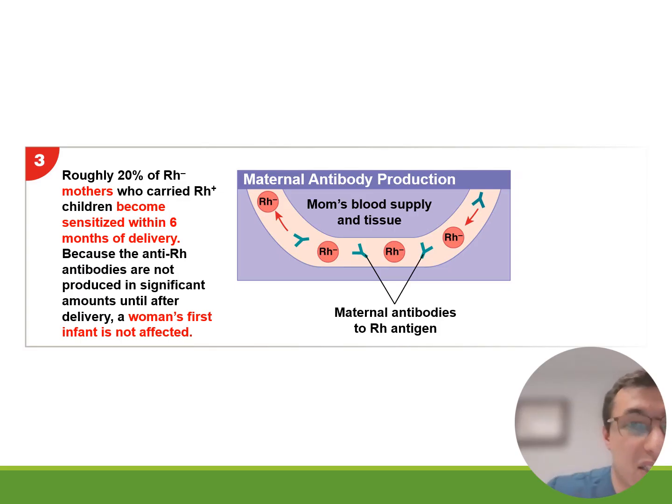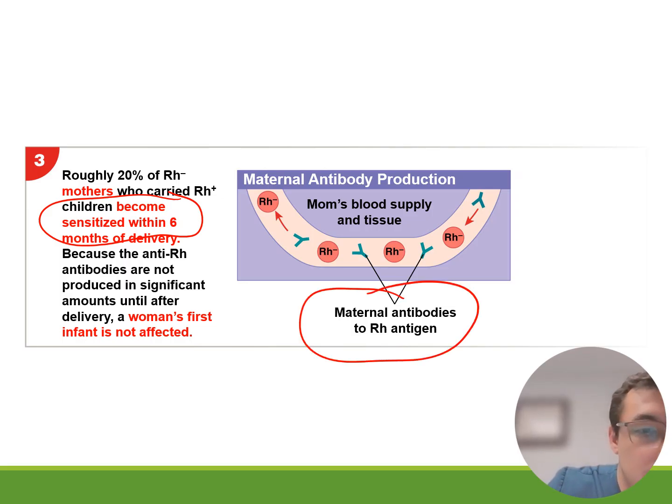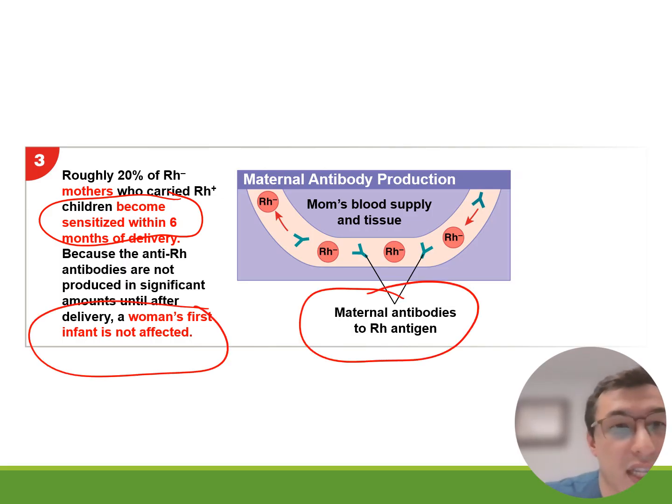Now, this won't be a problem the first pregnancy, but it will be a problem on the second pregnancy. About 6 months after delivery, the mother will be sensitized. So the mother is now carrying antibodies against the Rh antigen. Although the first infant wasn't affected because she didn't have the antibodies and it took time for her immune system to learn it, it is her second pregnancy that may be at risk, because remember that those antibodies will cross the placenta.